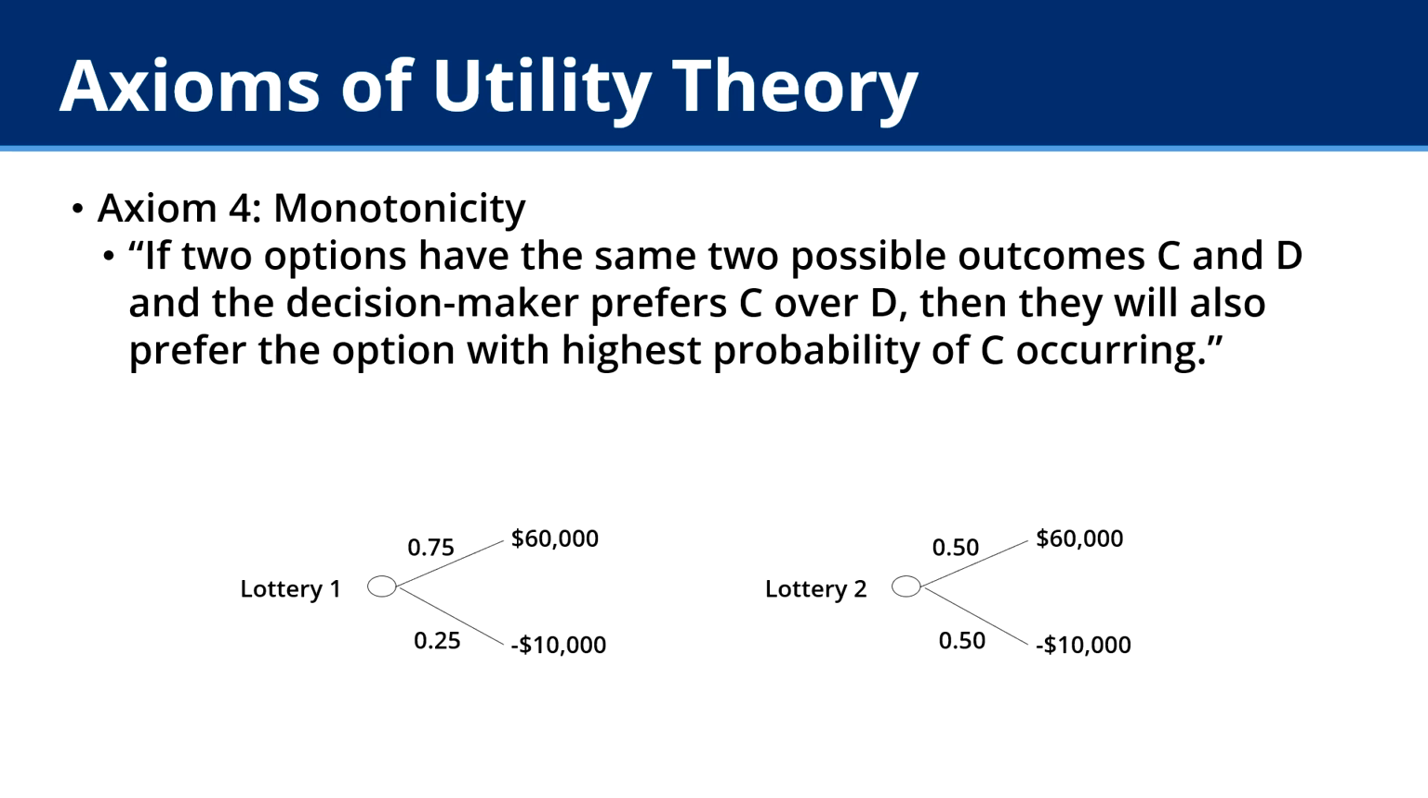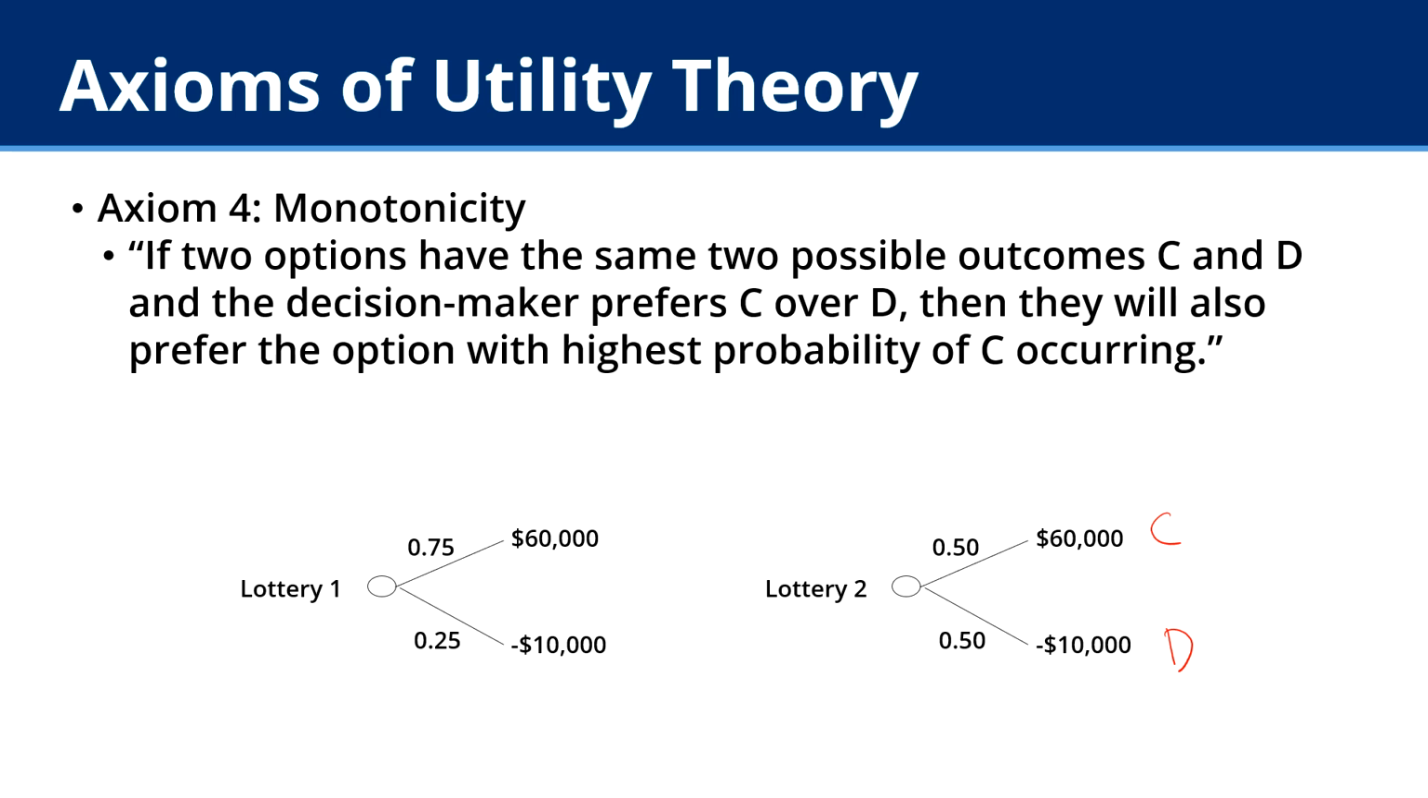So we have these two lotteries, lottery 1 and lottery 2. Lottery 1 has one outcome for $60,000 and the other outcome losing $10,000, with a 75% probability of winning $60,000 and 25% chance of losing $10,000. Lottery 2, on the other hand, has the same outcomes, winning $60,000 or losing $10,000, but the probabilities are different. The assumption here is that most decision makers are going to want $60,000 over losing $10,000, so this is outcome C and outcome D, according to our example.